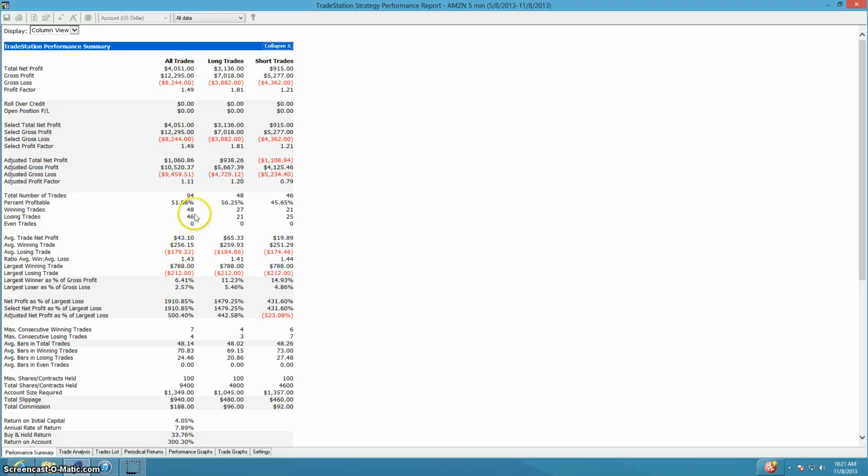In this particular scenario, our win percentage was a little higher. We were right a little over half the time. But again, you can see our average winner still exceeds our average loser. You want to make sure that your average winning trades always exceed your average losing trades. That way, you don't have to be right as frequently, and you can still make money.